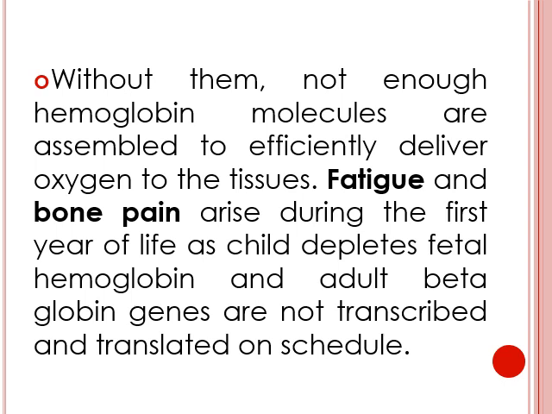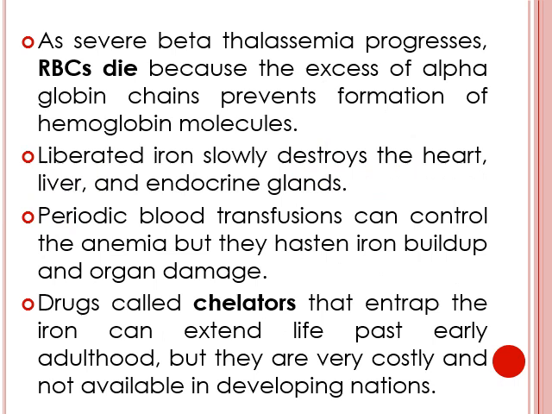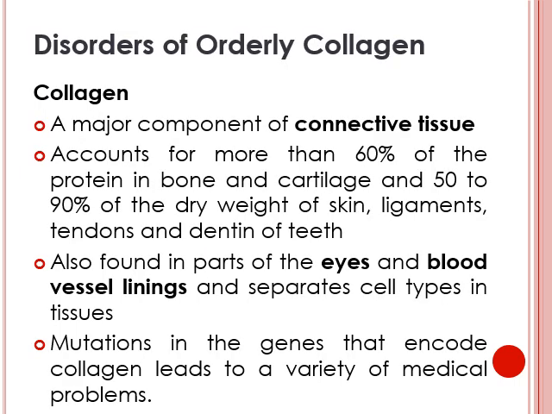Without them, not enough hemoglobin molecules are assembled to efficiently deliver oxygen to the tissues, so fatigue and body pain may arise. As this progresses, the red blood cells die because the excess alpha globin chains prevent formation of the hemoglobin molecules. Liberated iron slowly destroys the heart, the liver, and the endocrine glands. Drugs called chelators that entrap the iron can extend life past early adulthood, but they are very costly and not available in developing nations.